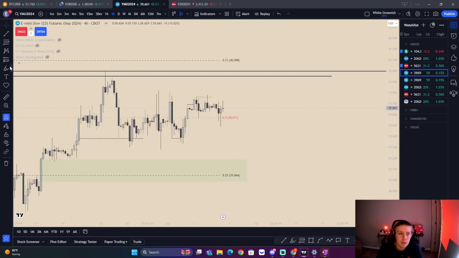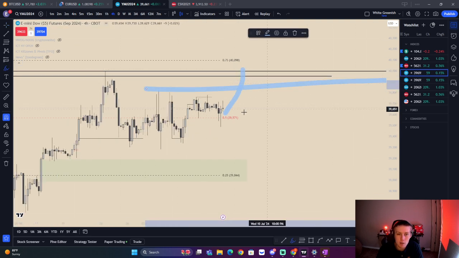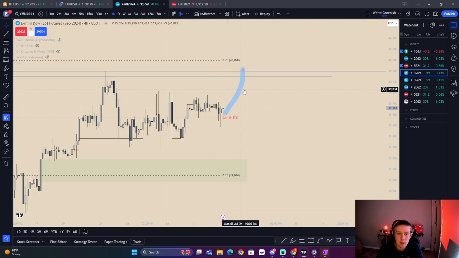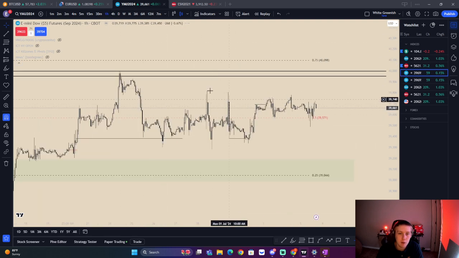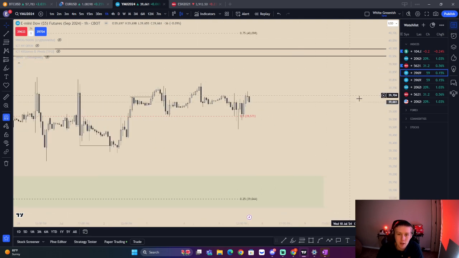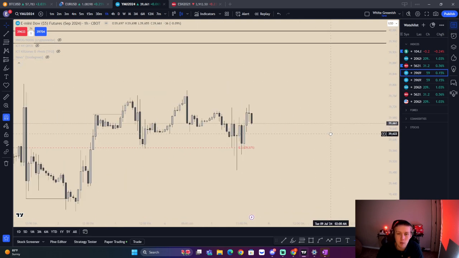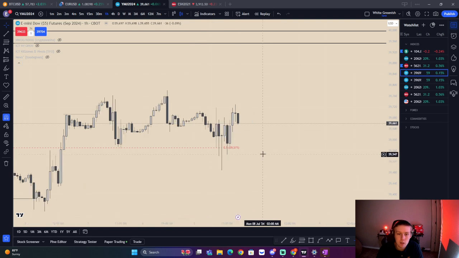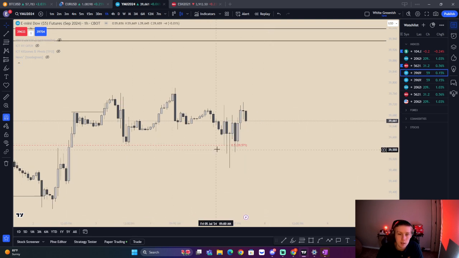Ideally, I would like to see a breakout of this dealing range here. Not that I'm looking for breakouts in the market, but I've just been held captive within this dealing range here, this high to this low. Until we break out of that, I don't really know what we want to do, but we can make informed decisions here. As you can see, we have taken sell side liquidity here.